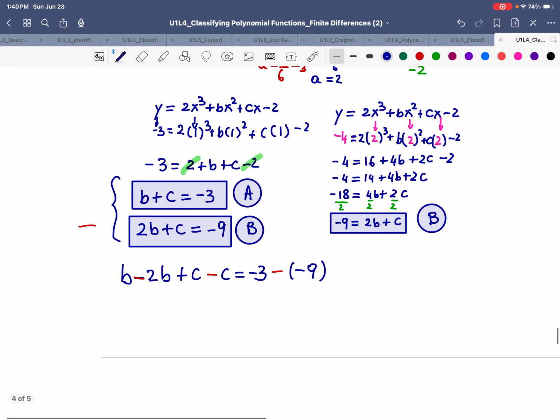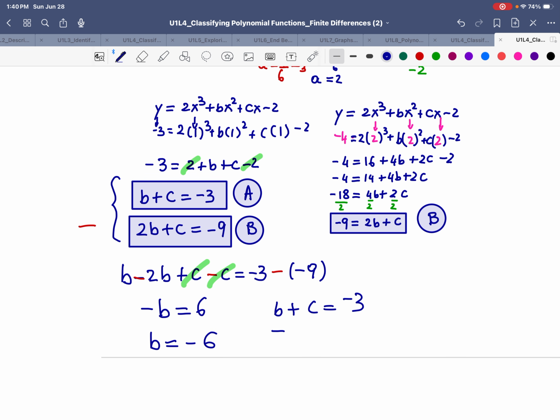And now we have the two c's that simplify. We expect that to happen. And b minus 2b is negative b, and negative 3 plus 9 is 6. That will make the b value equal to negative 6. And if b plus c is negative 3, then we're going to say that negative 6 plus c is negative 3, which will make the value of c equal to positive 3.